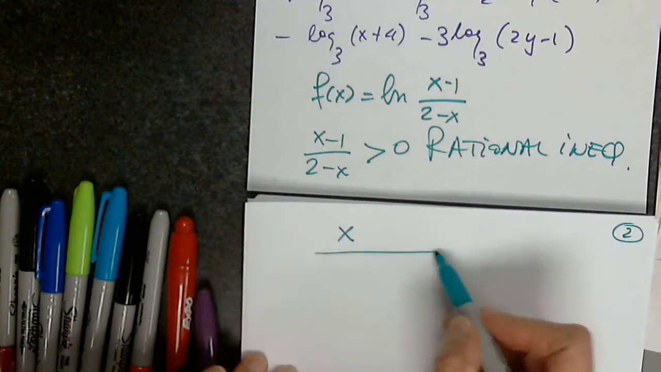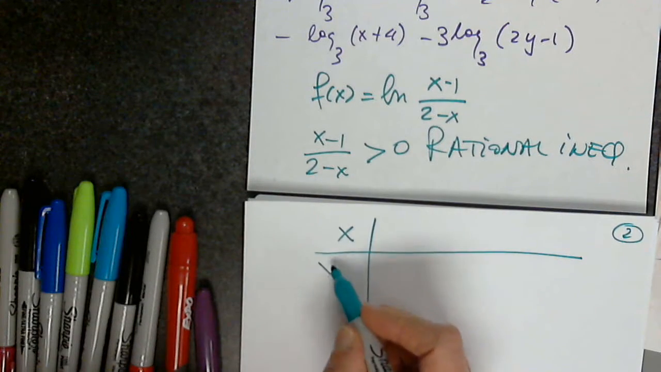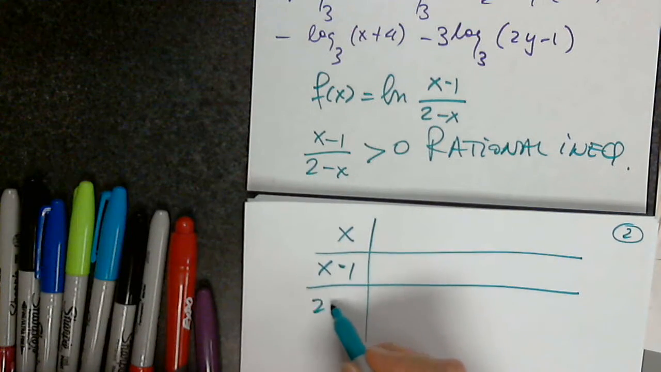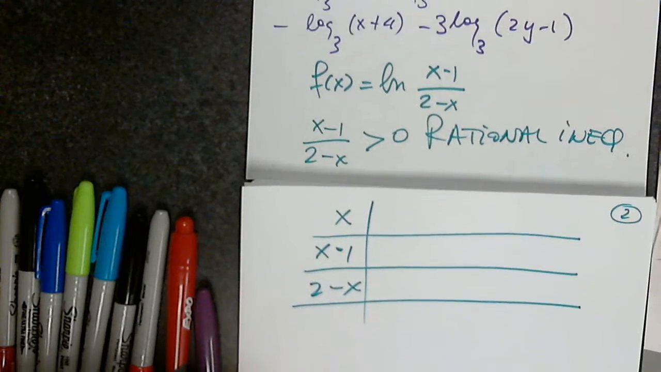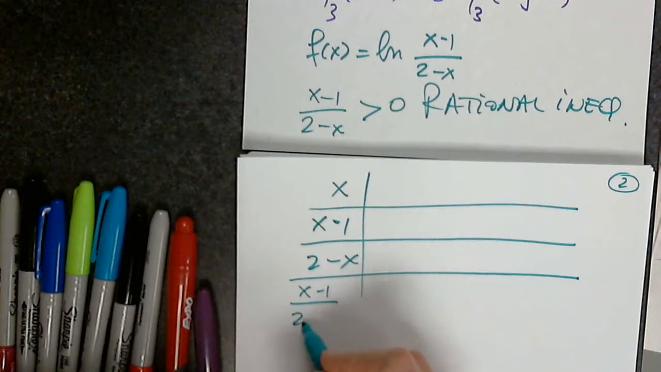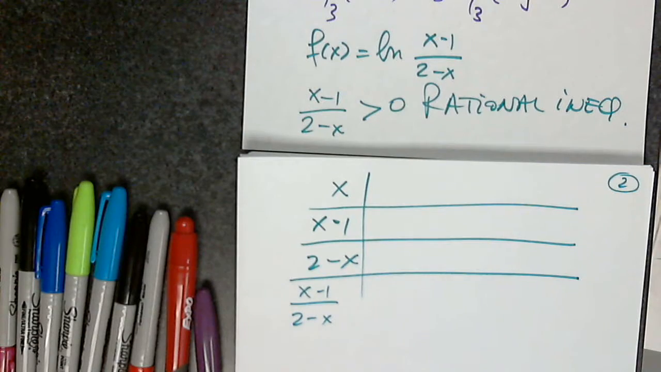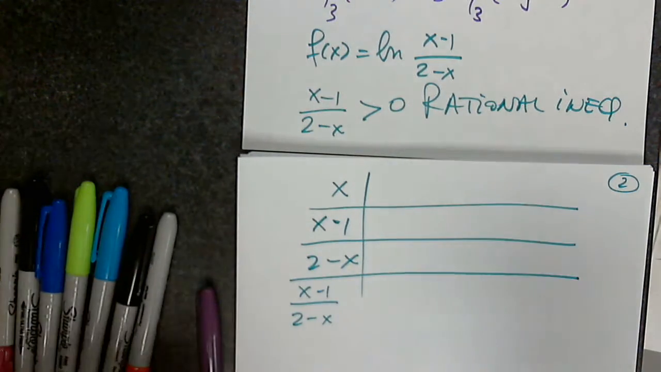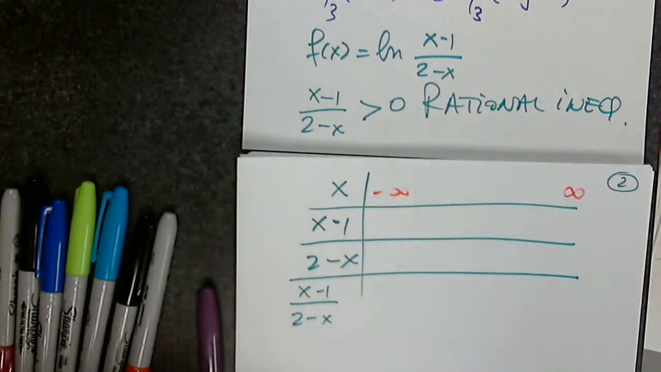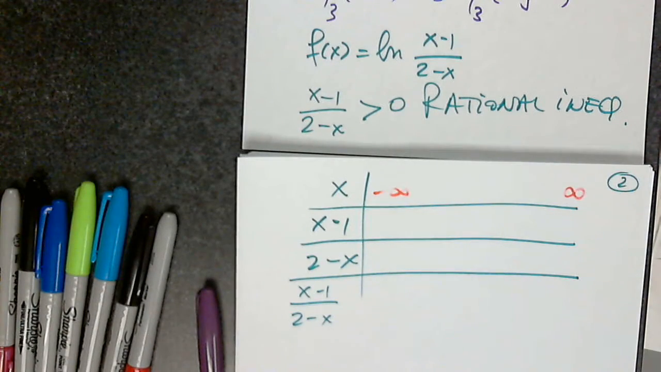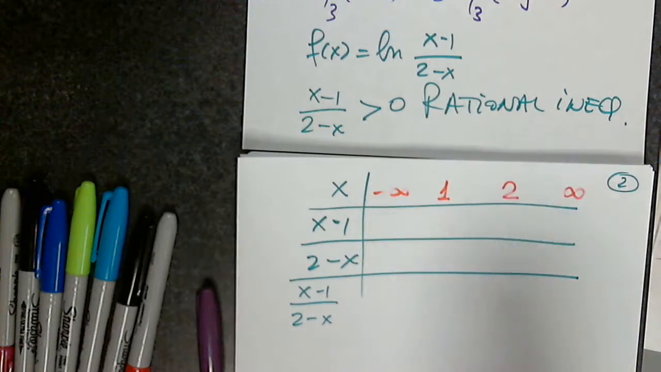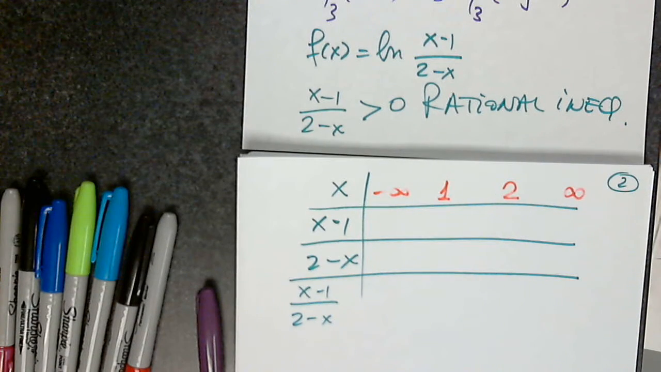So, x is the variable in the problem. x minus 1 is the first factor. 2 minus x is the second factor. And then I have x minus 1 over 2 minus x. This is what I'm interested in. I know the variable goes from negative infinity to positive infinity. When is the first one 0? At 1. When is the second one 0? At 2. So all I need is 1 and 2. Not negative 2, not positive 15, nothing. Just 1 and 2.